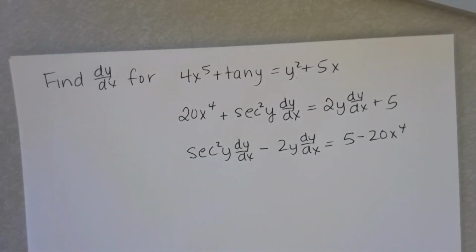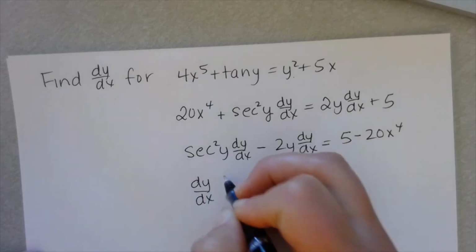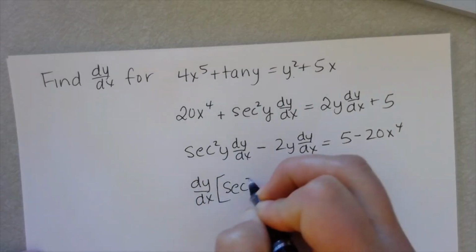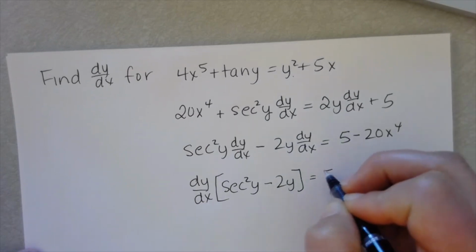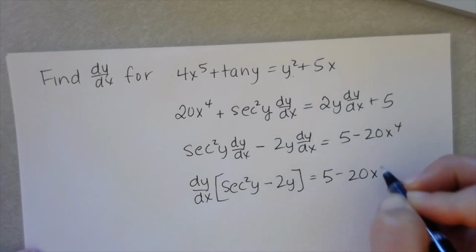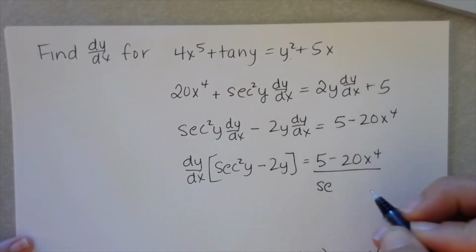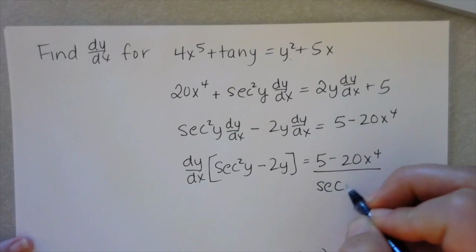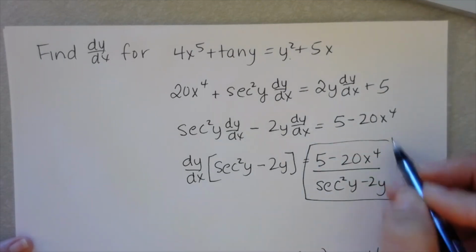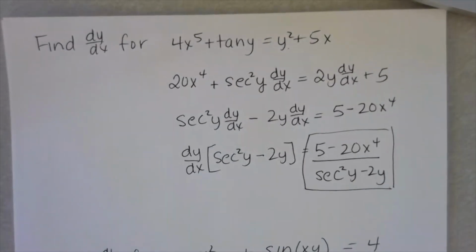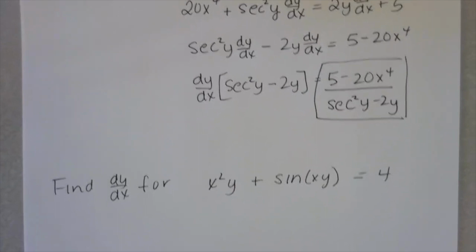Now I can factor out my dy dx, so dy dx then will be secant squared y minus 2y. This is equal to 5 minus 20x to the 4th, and so my dy dx then will be 5 minus 20x to the 4th divided by secant squared y minus 2y. And this is my dy dx. And if I had an x and y coordinate, I would just pop it in there, and that would be the derivative at that point.